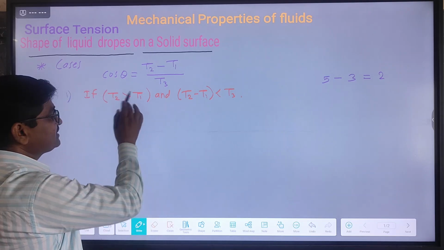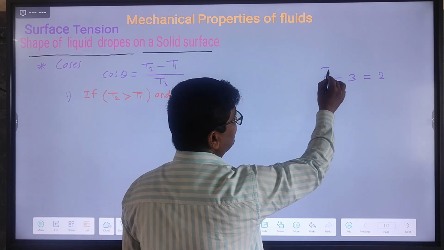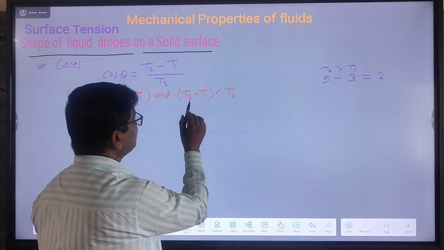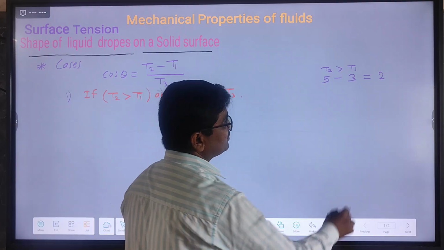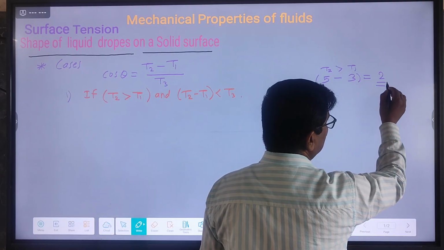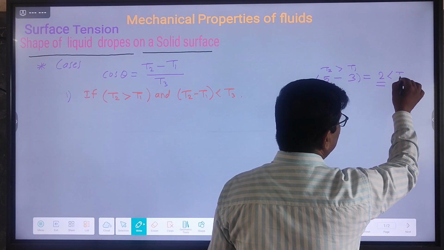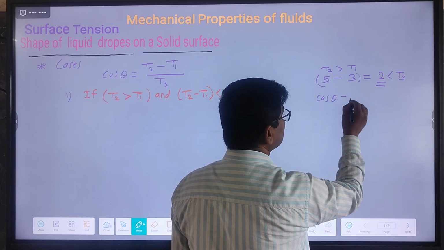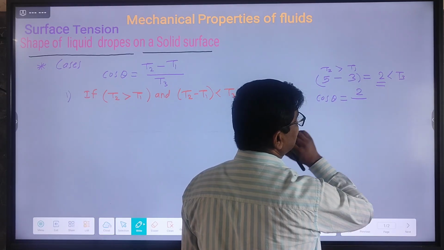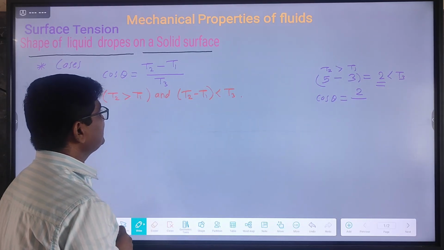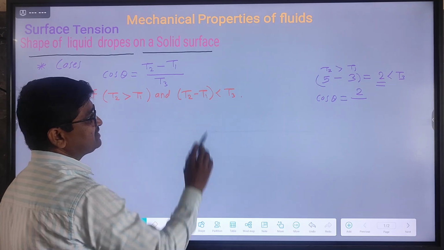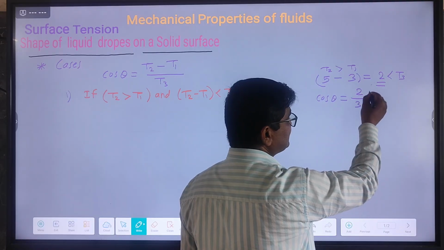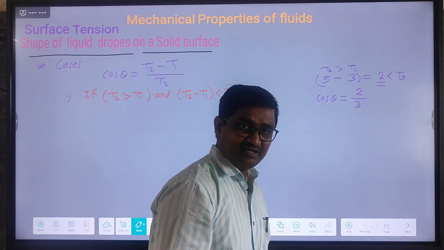Let's observe here. T2 is greater than T1. So this is the value of T2, this is the value of T1, and T2 is greater than T1. And T2 minus T1 is less than T3. So this is T2 minus T1, that is 2, and this value 2 is less than T3. You got it clear? It means that cos theta is equal to T2 minus T1, which is 2, over T3. What about T3? Now T2 minus T1 is less than T3, so definitely it is 3, 4, 5, anyone, because T3 will be greater.